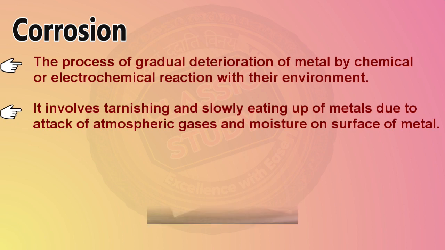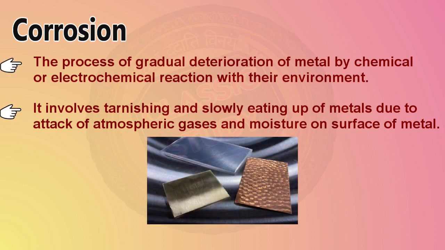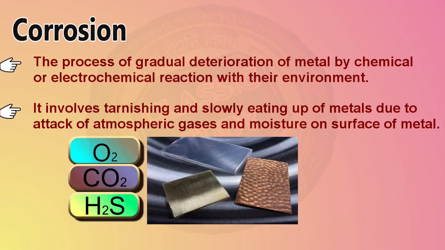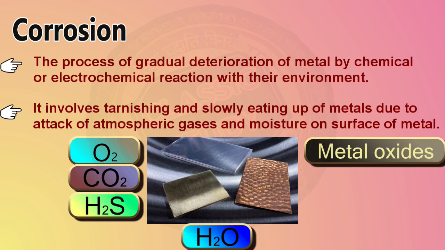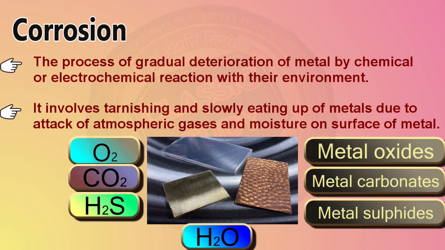of metal. So if a metal is exposed to oxygen, carbon dioxide, hydrogen sulfide present in the air, in presence of moisture, that is water, it leads to formation of metal oxides, metal carbonates, and metal sulfides respectively, which gives the metal a tarnished appearance or even tends to eat away the metal or corrode the metal.